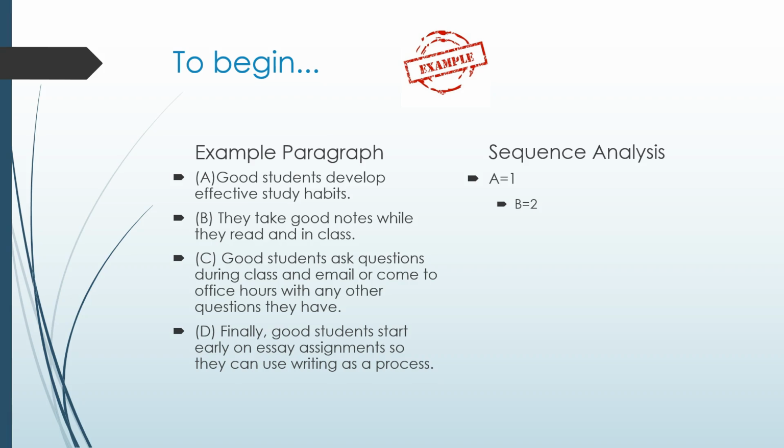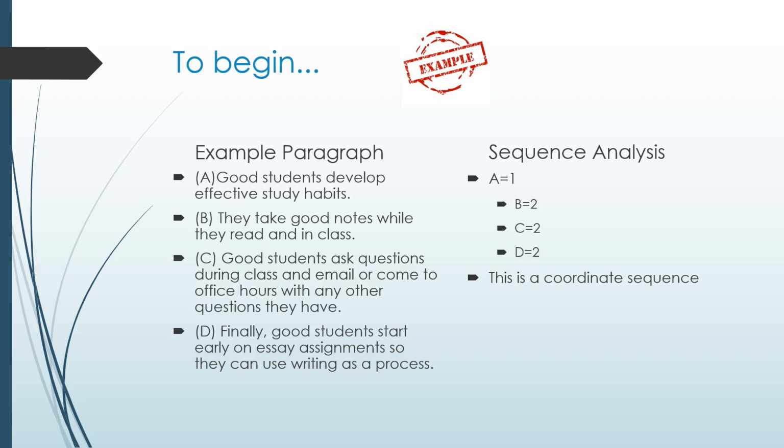Sentence C is another separate example of the types of effective study habits good students have. Asking questions is separate from taking notes, but both are supporting the topic sentence. Therefore, since sentence C is subordinate to a level 1 sentence, it would be level 2 as well. Finally, the last sentence gives one final example of the types of effective habits that good students have. They start early and use the writing process. That doesn't have anything to do with asking questions or taking notes. It only has to do with sentence A, the topic sentence. Therefore, this sentence is also a level 2 sentence. Therefore, we can easily determine that this is a coordinate sequence, a list of parallel illustrations.